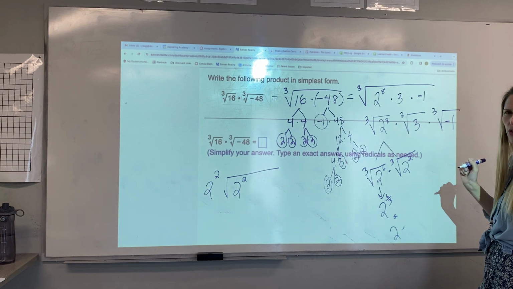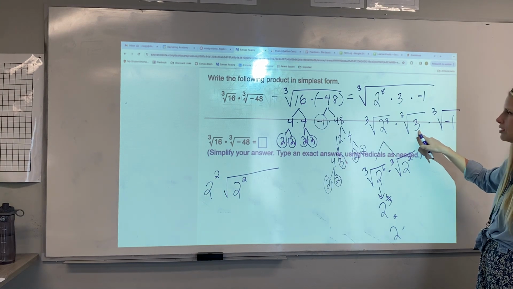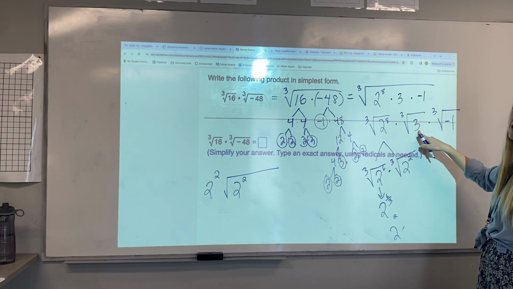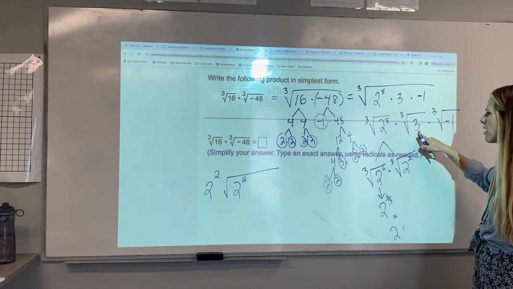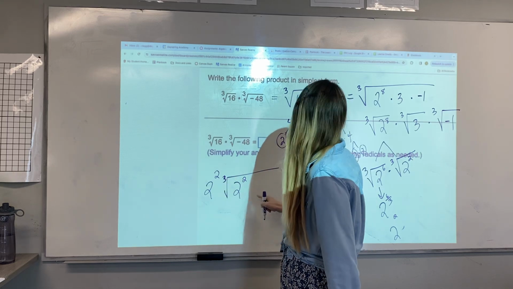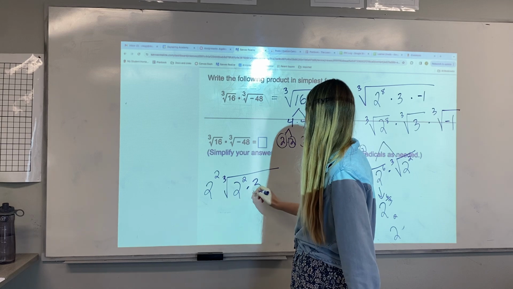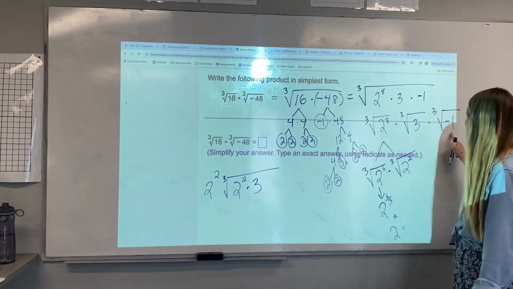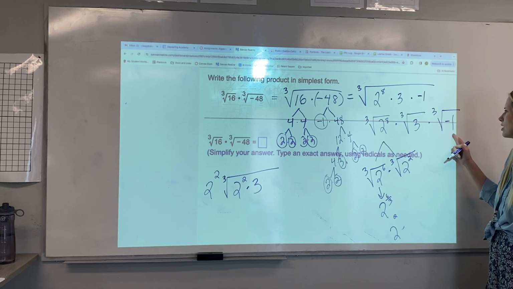So there's really no other way to simplify this, so this is going to stay in its radical cage, despite all of its rage. Despite all my rage, I'm still in my radical cage. All right, so, oops, I forgot to put my cubed root here. Cubed root of 2 squared times 3. And then here's my -1 that's in my cubed root situation.